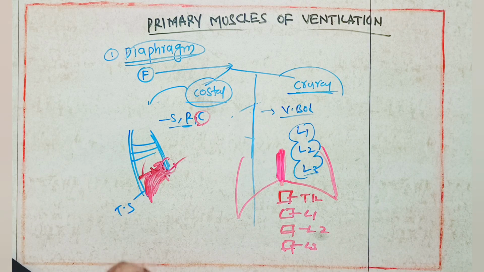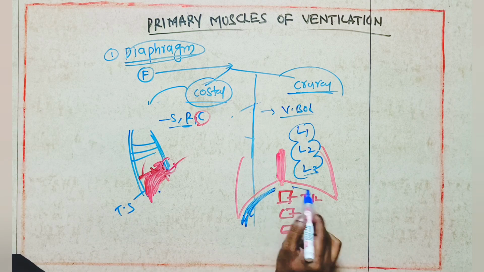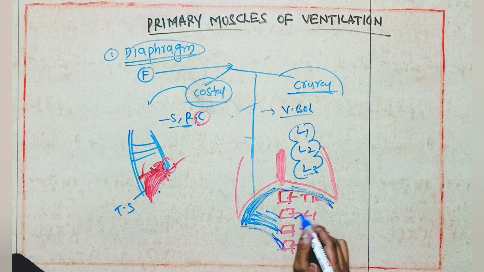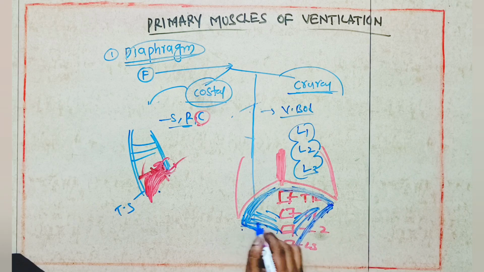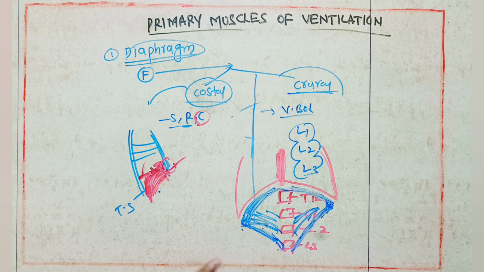The ribcage is ending here. Just for understanding, here will be the costal portion, which I am drawing here. Both sides the costal portion will be there, and the crural portion will come from L1, L2, L3, like this. This is the crural portion. So it is going to make a circle, and that's why the diaphragm is a circular shape. So this is the crural portion.